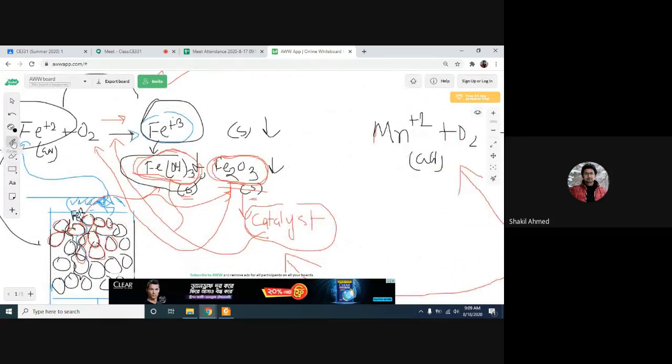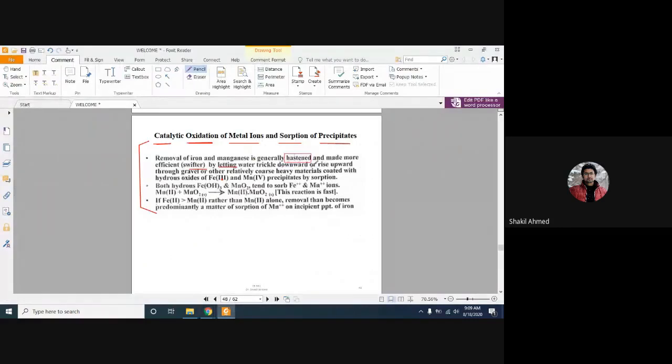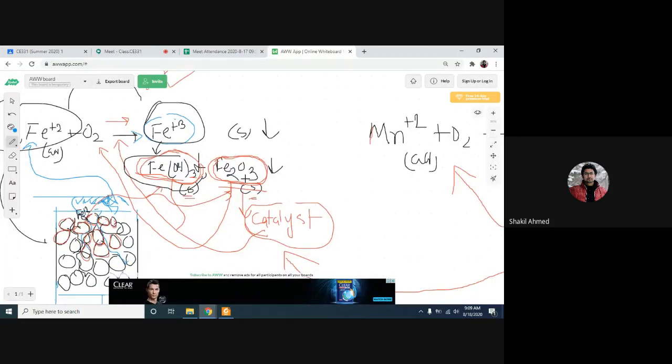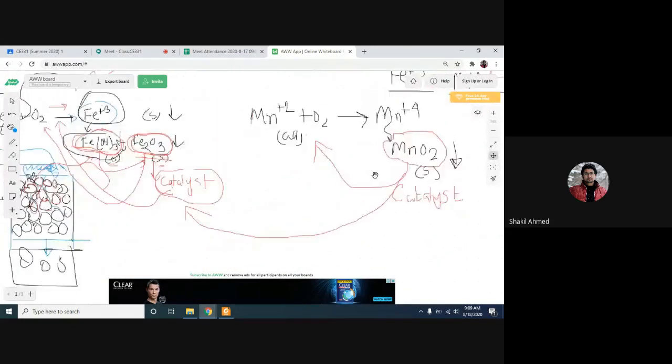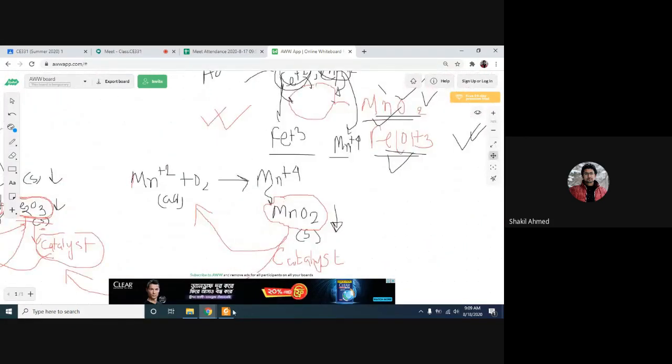The water is passing like this. So, trickle down, or rise upward through gravel or other relatively coarse heavy materials coated with hydrous oxide of ferric or manganese plus 4 precipitates by adsorption. Actually, they are referring to ferric oxide, Mn plus 4, MnO2. They are referring to this manganese oxide or ferric hydroxide, these things.